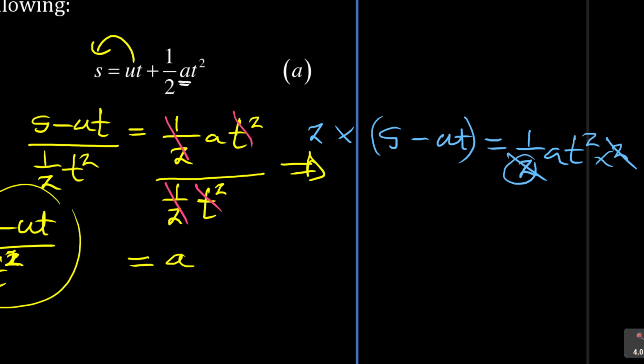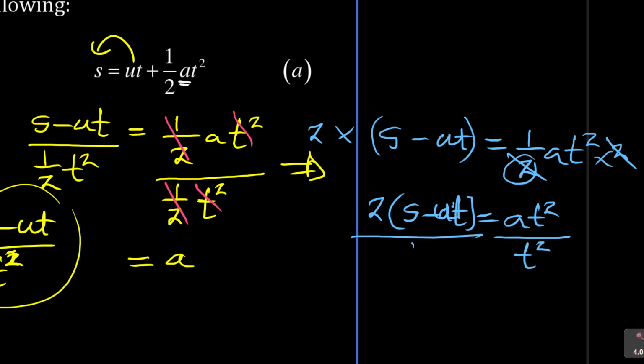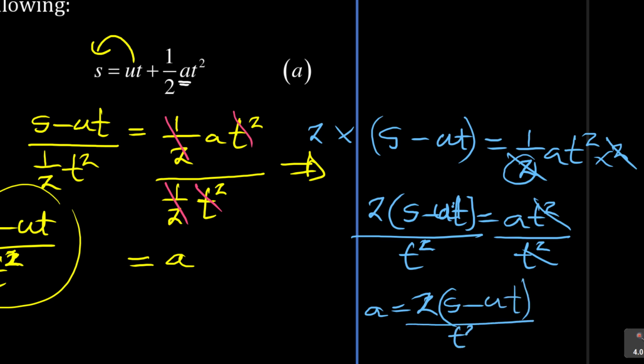Okay. You see, then that 2, you don't have to open, it will be s minus ut there, right, is equal to a t squared. See, then you divide by t squared, you divide by t squared. Are you with me? Then you have got your a is equal to 2 here, and then s minus ut bracket over t squared, right?